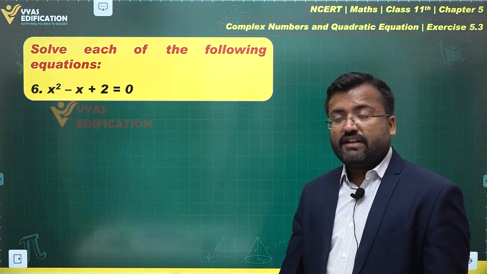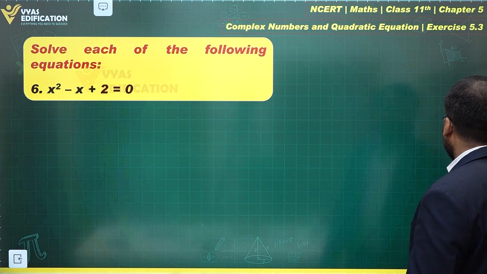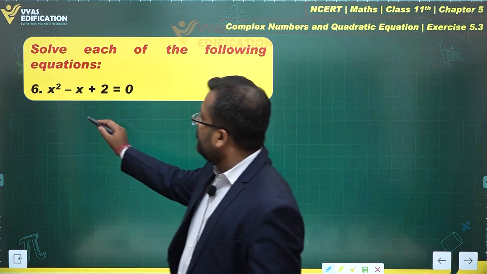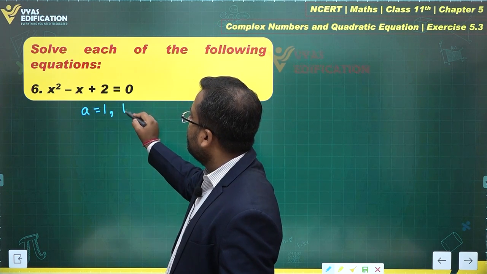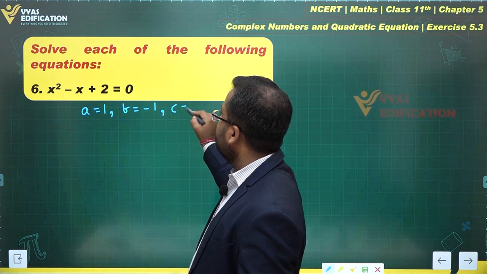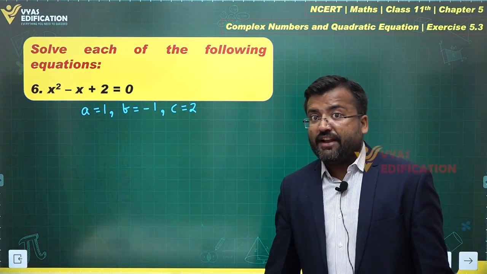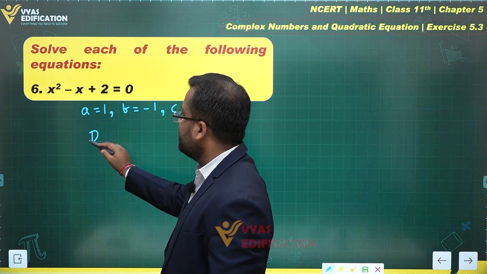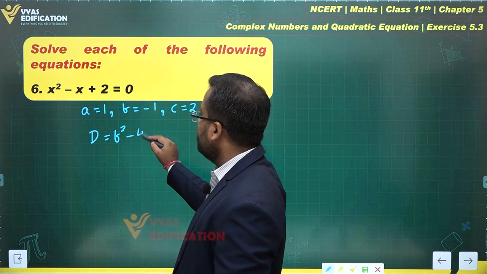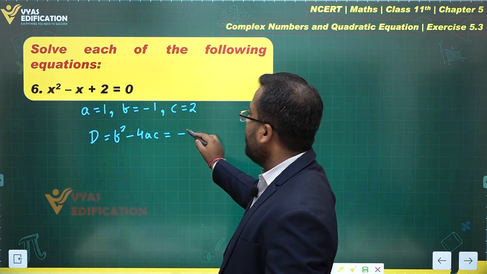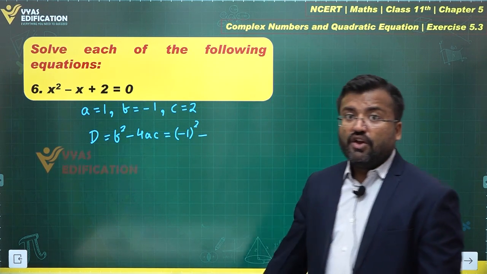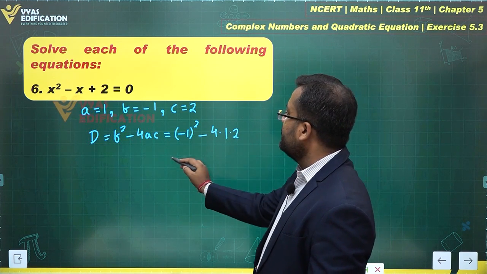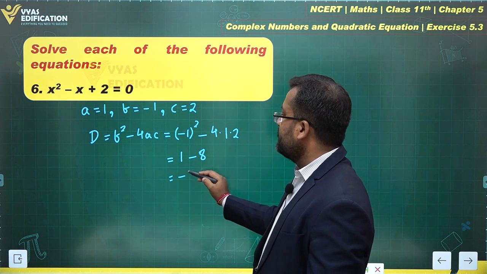Let's discuss this one next. Sixth, x square minus x plus 2. How do we go about handling this? We write the values of a, b and c first of all. Let's write the values of a, b and c, and after that let's focus on finding the value of the discriminant, which is b square minus 4ac, which is minus 1 square minus 4 times a times c, 4 times 1 times 2, which is 1 minus 8, which becomes minus 7.